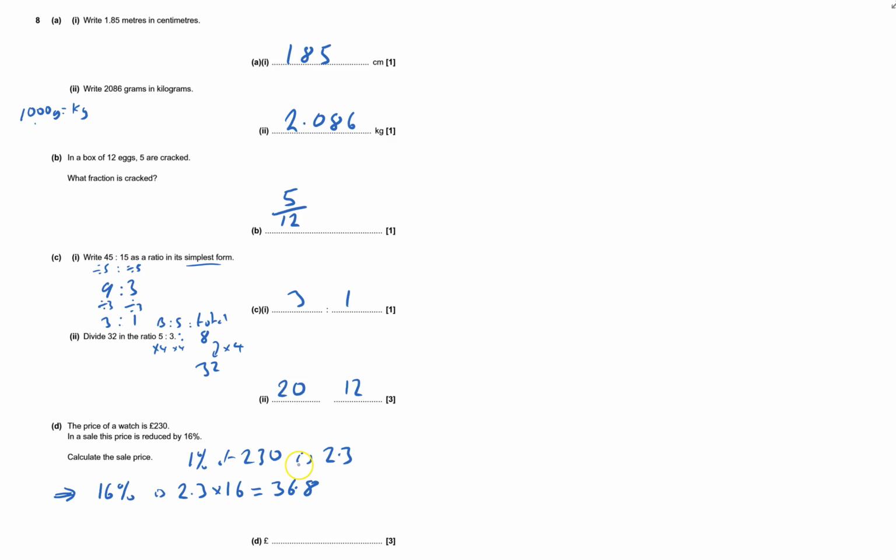So that's what the reduction is, but I've got to work out the sale price, so I've got to take that away. So therefore, sale price is what it was, 230, take away the reduction, which is 36.8, and that equals 193.2. But it's given us money, so really we want to put it in just 2 decimal places, so 193.20, and that's pounds, got a pound sign there. And that's question 8 done.